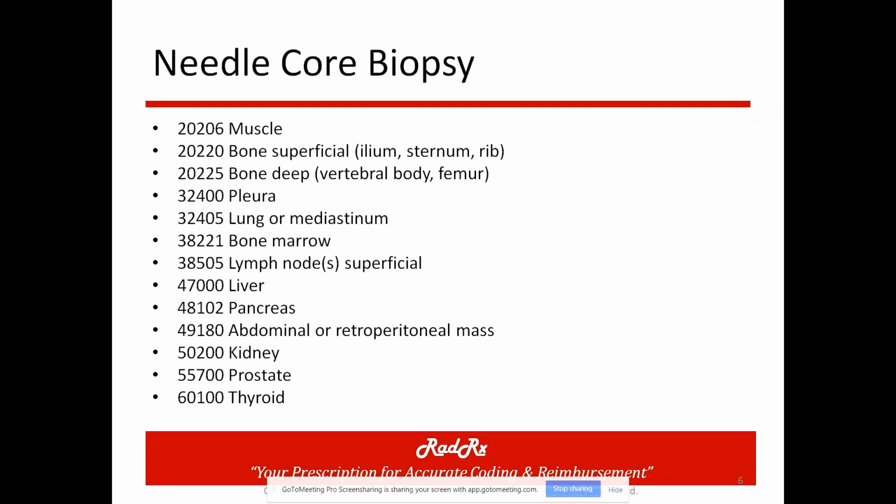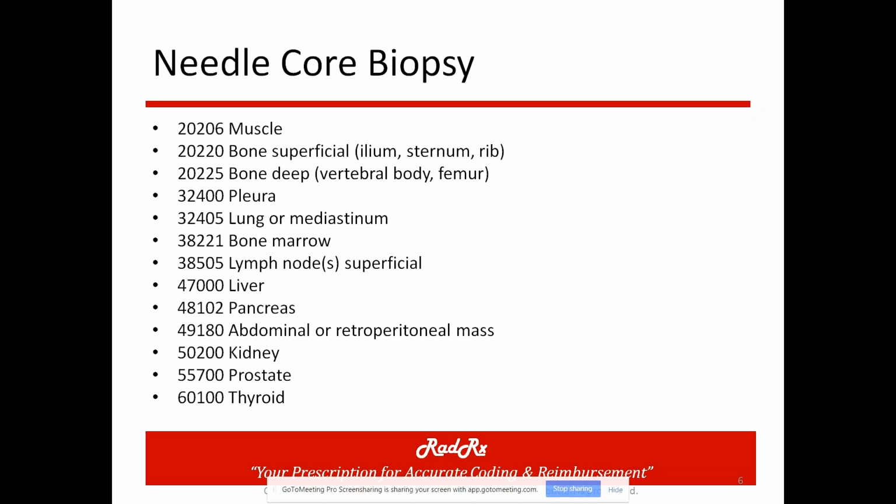Then we also have code 38505, which is for lymph nodes, but these are superficial lymph nodes. So this would be your cervical lymph nodes, your axillary lymph nodes, your inguinal lymph nodes. However, sometimes the physician may be biopsying an abdominal lymph node. If there's an abdominal lymph node that they are sampling for biopsy, that actually would be reported with the abdominal code, the 49180. So that 38505 is for those superficial lymph nodes. If it's deeper and they have to go into that abdominal, peritoneal, retroperitoneal space, then it's a 49180.